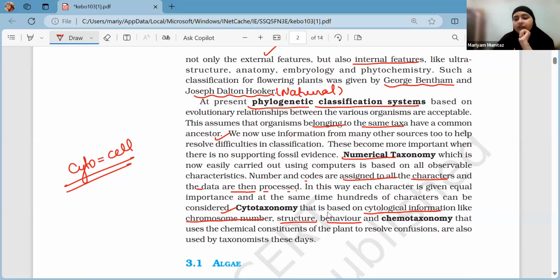Yes. Now moving forward, there is another aid to us, that is chemotaxonomy, that uses certain chemical constituents of the plant to resolve confusions and is also used by taxonomists these days. Certain chemicals, which may be defense chemicals, may be present in one plant, may not be present in the other plant. So all of these are the help. This much is clear?